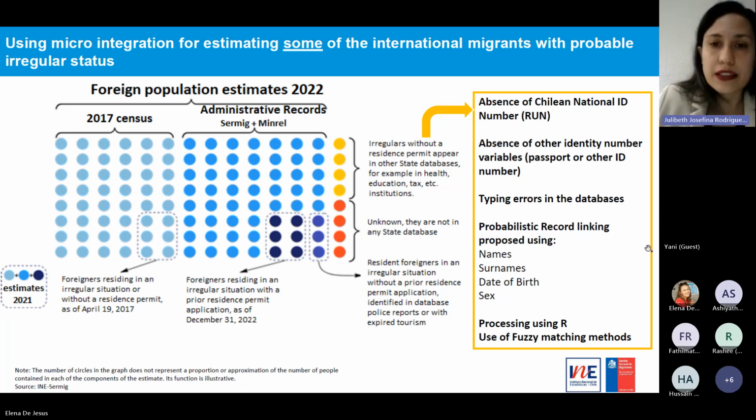And as of the day of the estimate, they have not made a request for a resident permit, and they haven't left the country. So we are adding these two dimensions of irregularity.